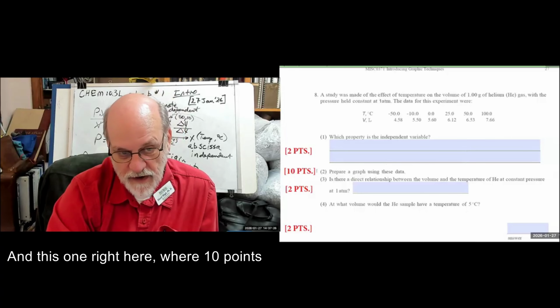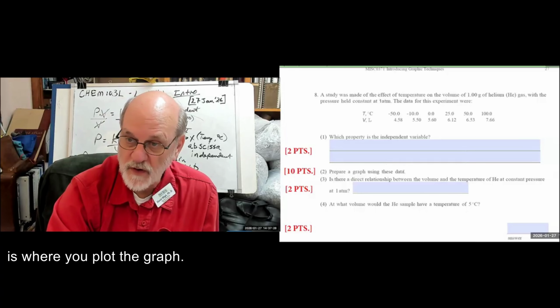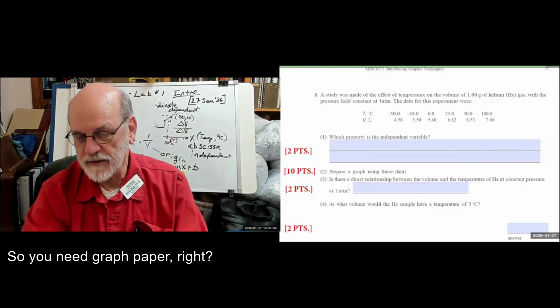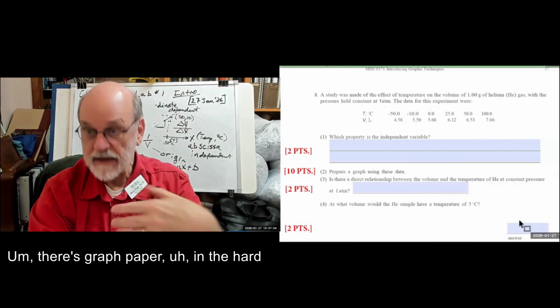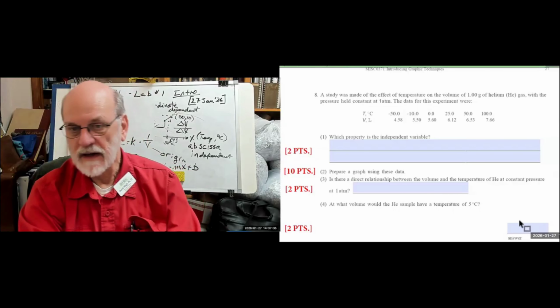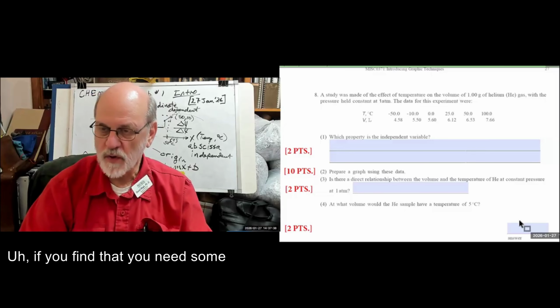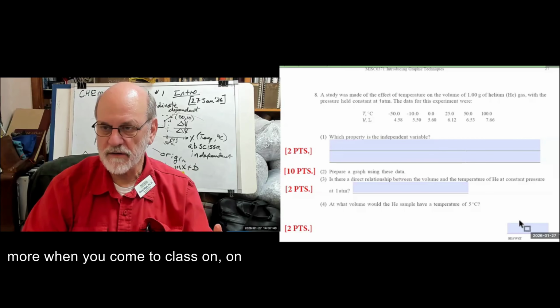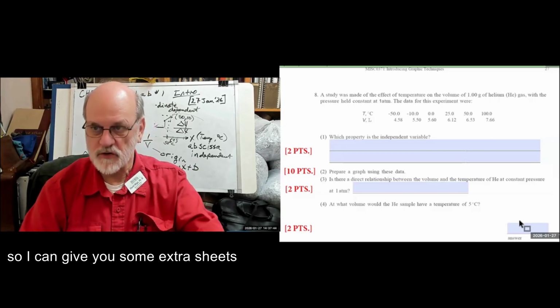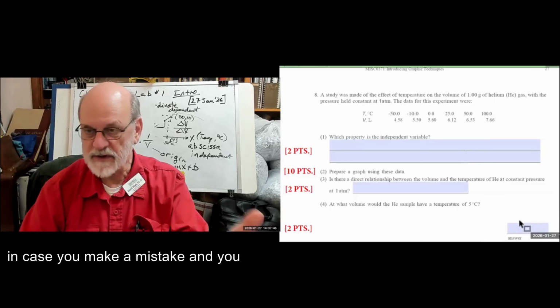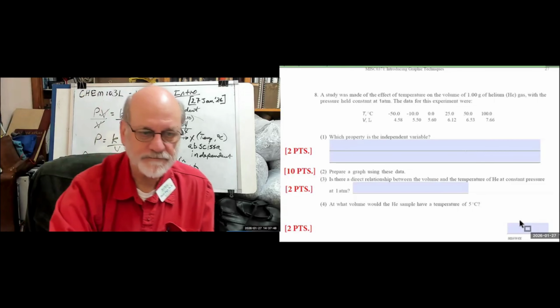Okay? And this one right here, worth 10 points, is where you plot the graph. So you need graph paper, right? There's graph paper in the hard copy of the method. If you find that you need some more when you come to class on Thursday, I'll have graph paper with me so I can give you some extra sheets in case you make a mistake and you have to start over again.